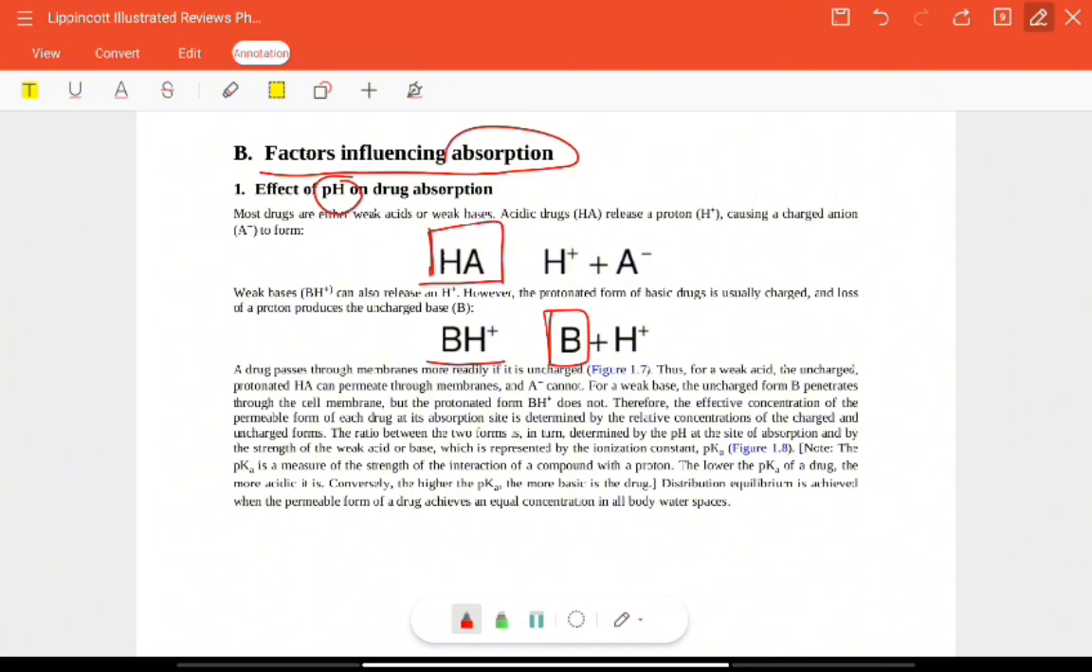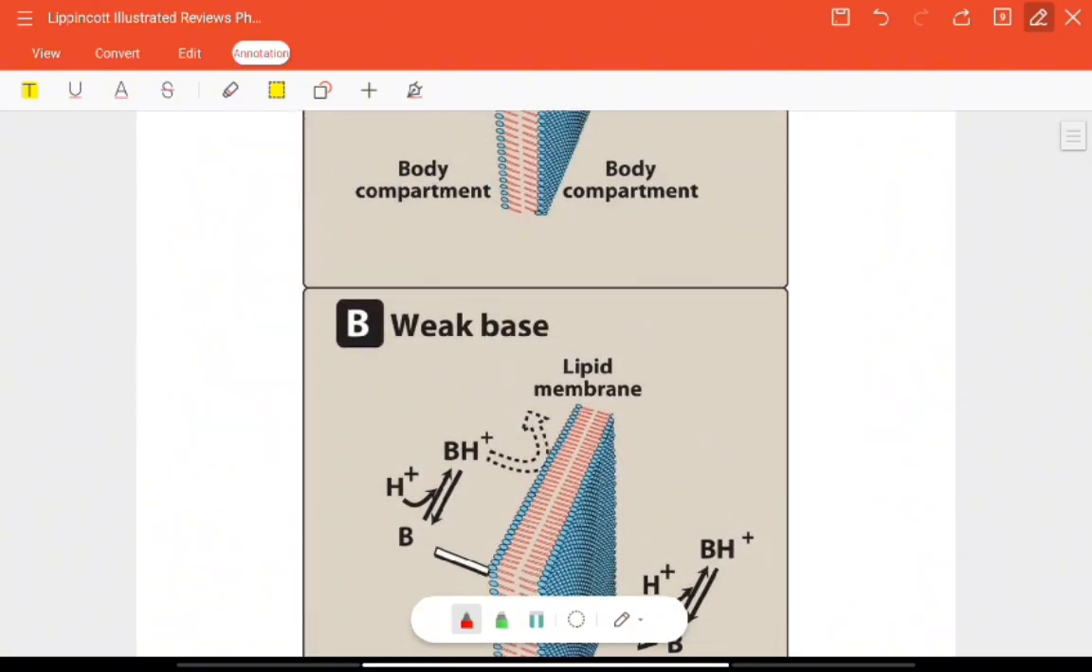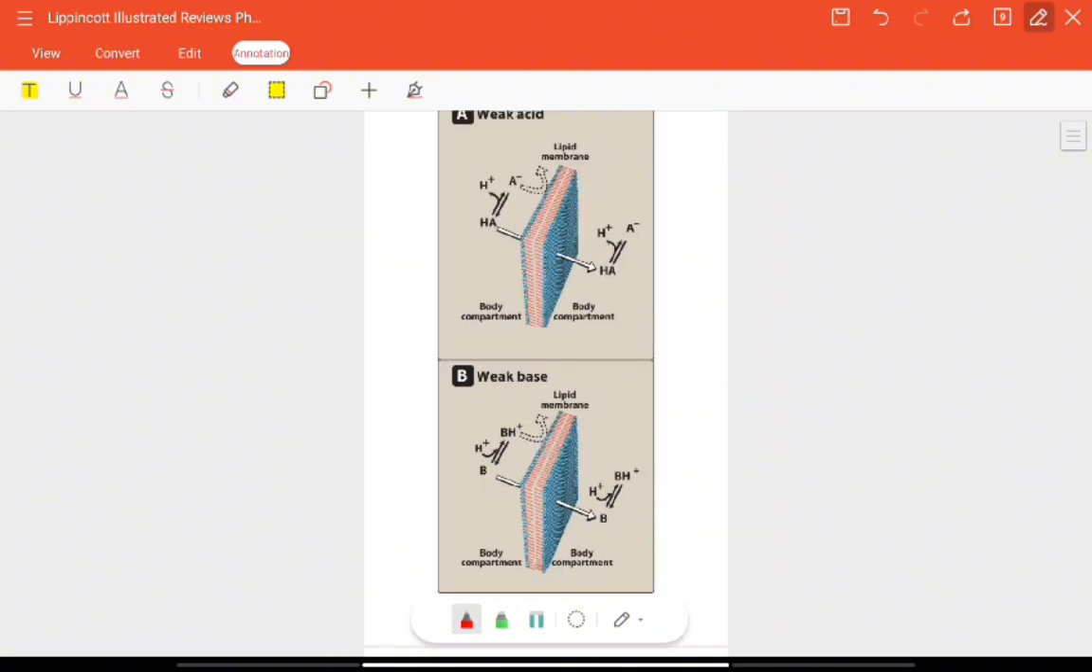Now acidic drugs will release a proton, which causes a charged anion to form, while the basic drugs, which are weak bases, when they release a proton, form a basic drug which is usually uncharged, and this crosses the cell membrane. In the case of weak acid, this crosses the cell membrane. We can see in the figure, you can look at here, when the drug is a weak acid, the full combination crosses, but in case of weak base, this part of the drug is charged, so it does not cross the cell membrane. The uncharged part crosses.